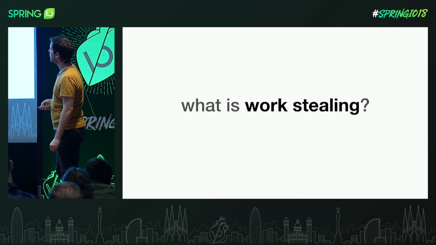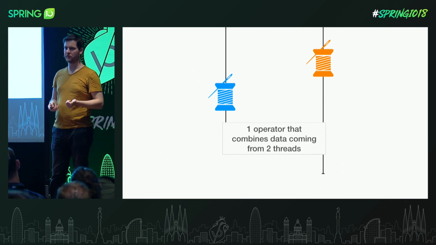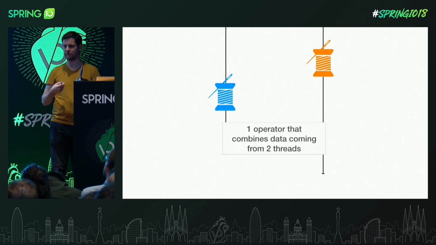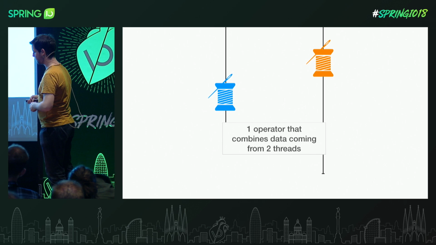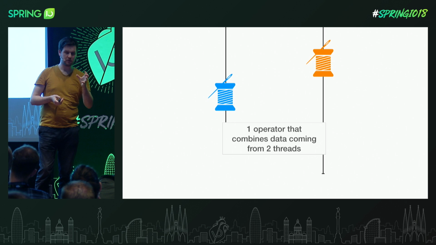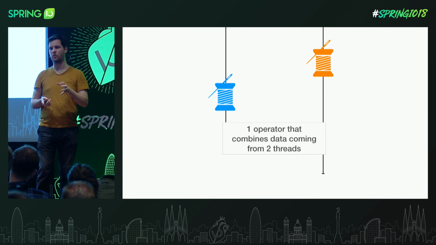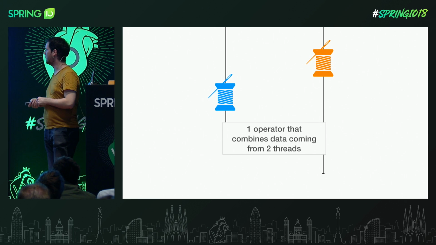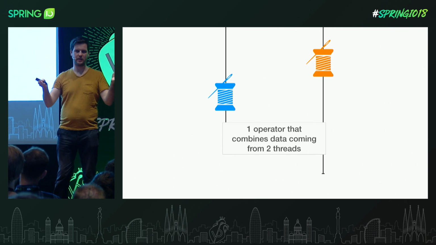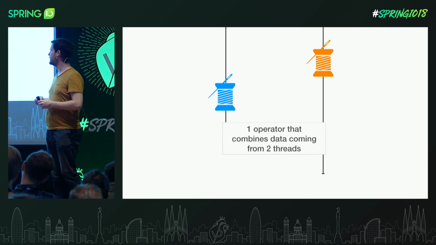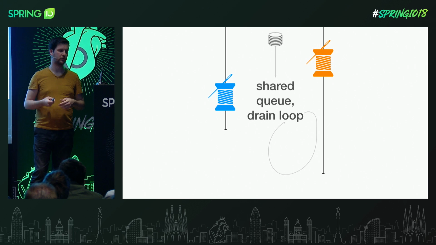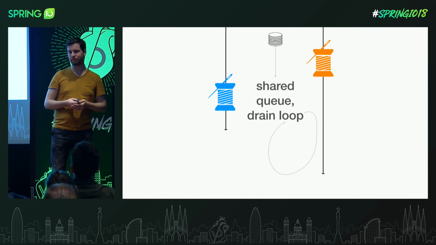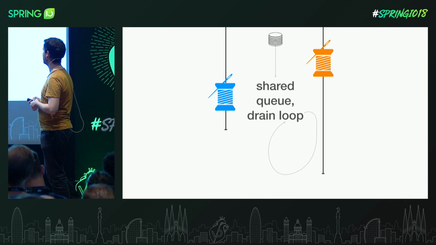But then what is work stealing? You have some cases where one operator could combine data from two sources, and it might be that they come from 2 separate threads. There's something in the spec that says on a single operator, the onNext method cannot be called in parallel with either onNext, onComplete, or onError. But in certain cases, when you combine data from two sequences, you can get a signal from two separate threads. And these kinds of operators work with a queue internally, a shared queue, and use a concurrent programming pattern called a drain loop. And that's where work stealing comes in.